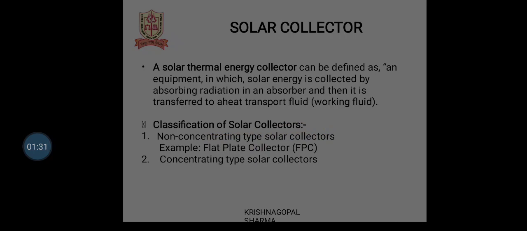Solar collectors. A solar thermal energy collector can be defined as equipment in which solar energy is collected by absorbing radiation in an absorber and then transferred to a heat transport fluid, the working fluid. Classification of solar collectors: non-concentrating type solar collector, example, flat plate collector; and concentrating type solar collector.